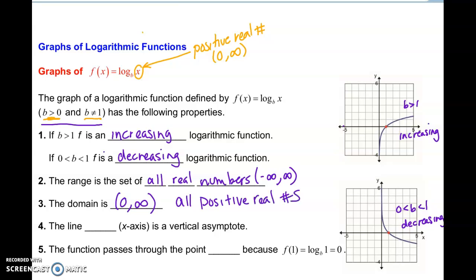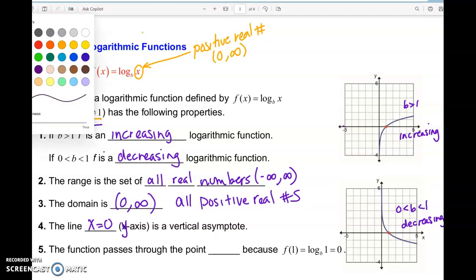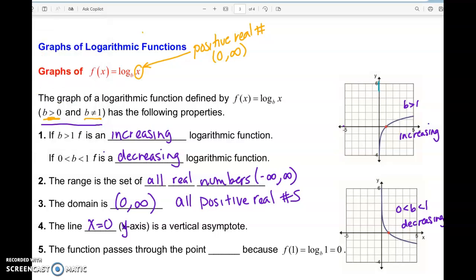The line x equals 0, or this should say y-axis, is a vertical asymptote, meaning that this graph does not touch or cross the y-axis. It gets closer and closer to it, but it never intersects it.